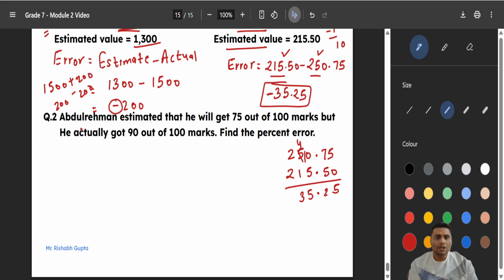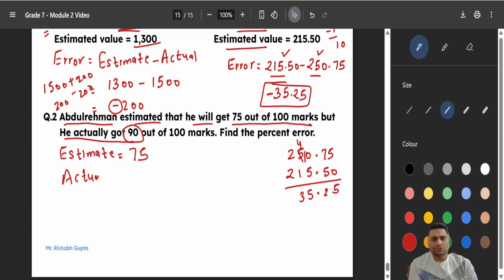Okay? Now let's move to the next question. Abdul Rahman estimated that he will get 75 out of 100 marks. Okay, he estimated that he will get 75 marks, correct? But he actually got 90 out of 100. So the actual value was 90 marks. He wants us to find the percent error. So first of all, let us find the error. Error is estimate minus actual. So 75 minus 90, which will give me minus 15. See, the estimate is lesser than the actual, so the answer is in minus.